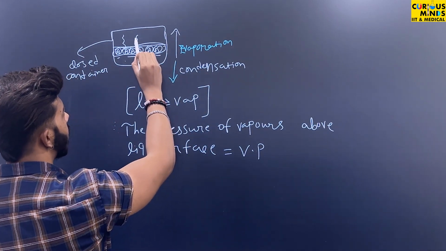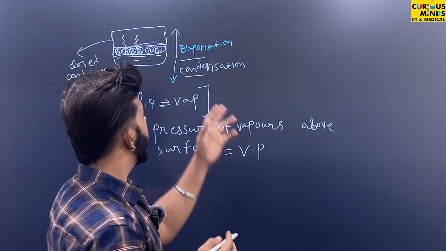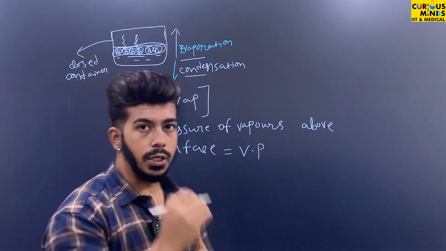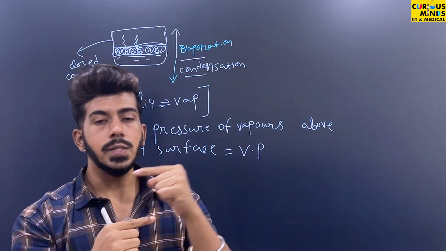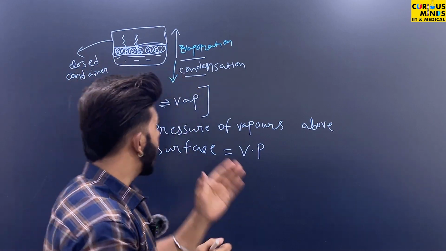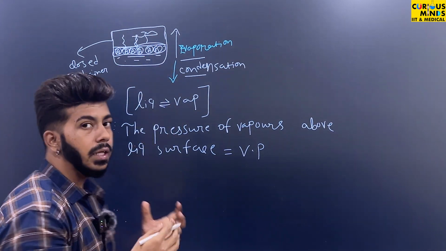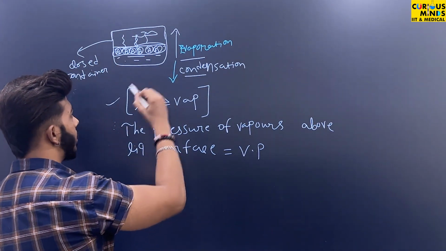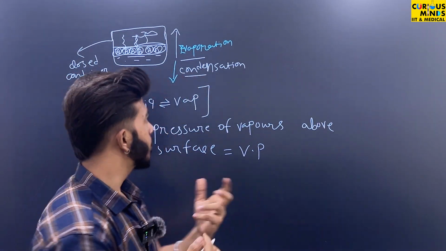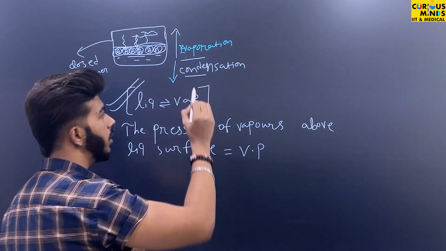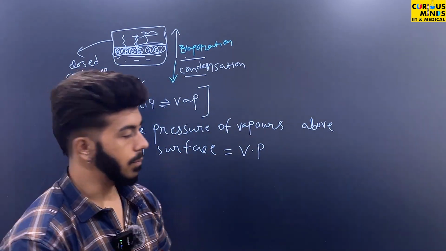As you can see, there are two types of processes going on. First is evaporation, second is condensation. After some time of constant evaporation and condensation, the liquid and its vapor will come into equilibrium, which is called liquid-vapor equilibrium.